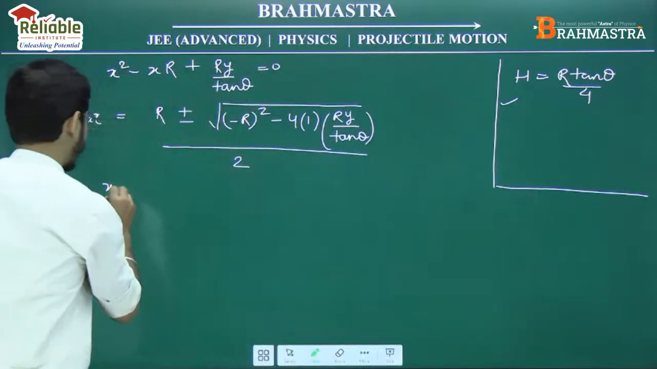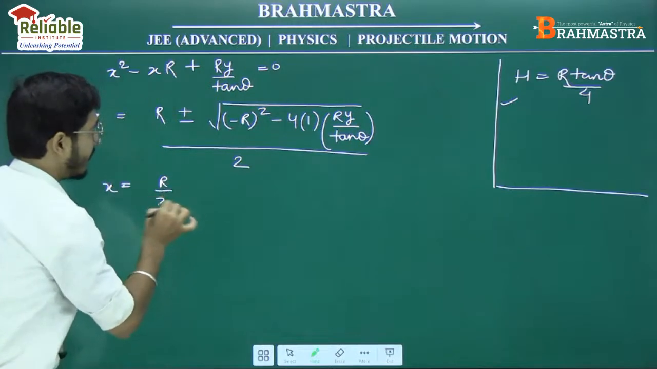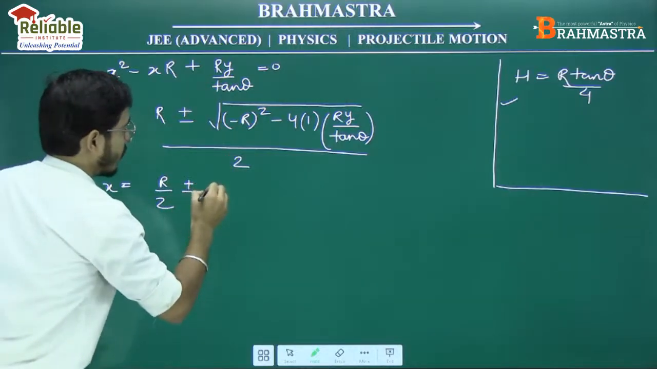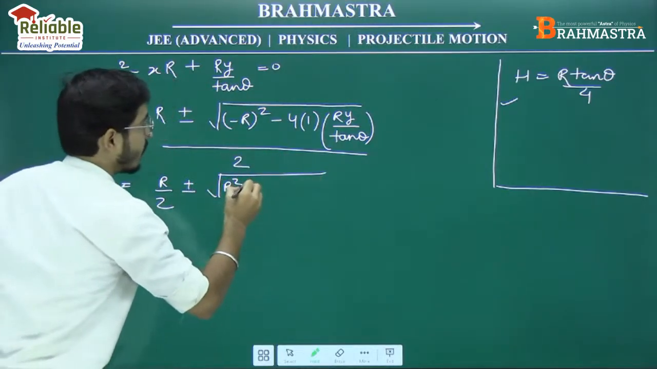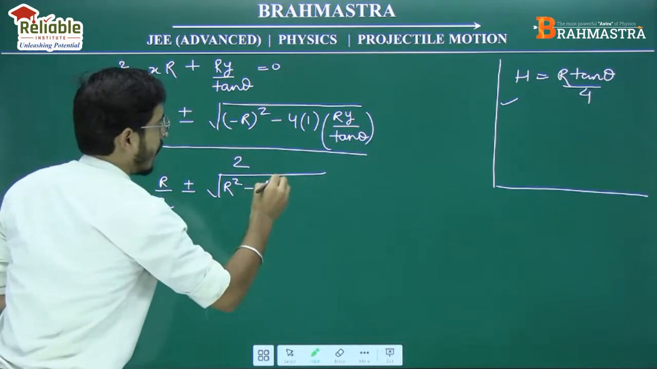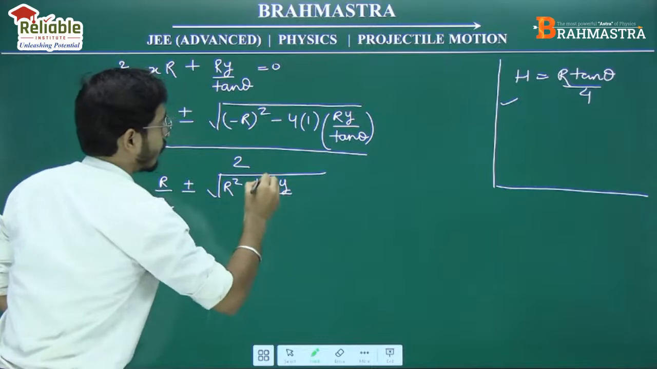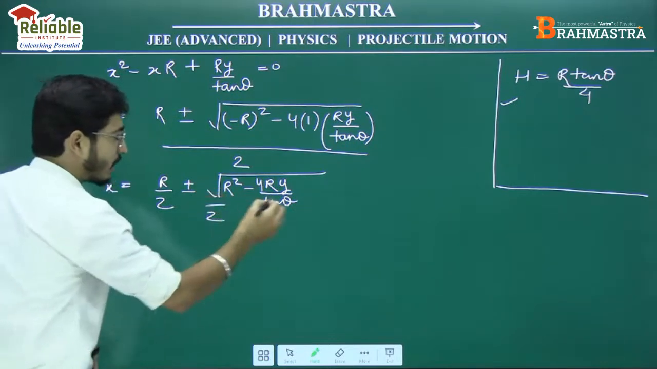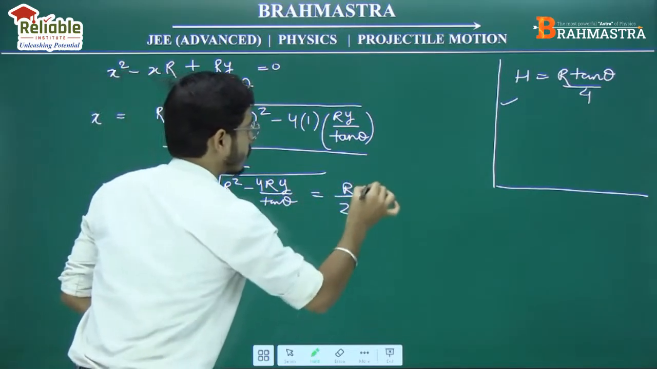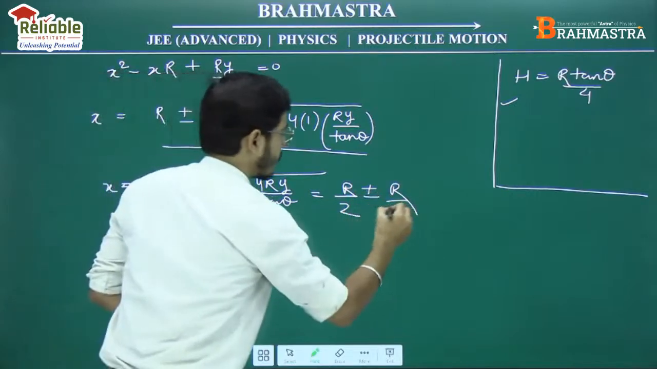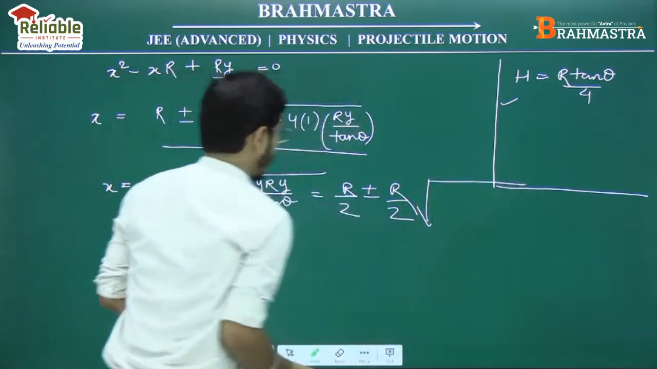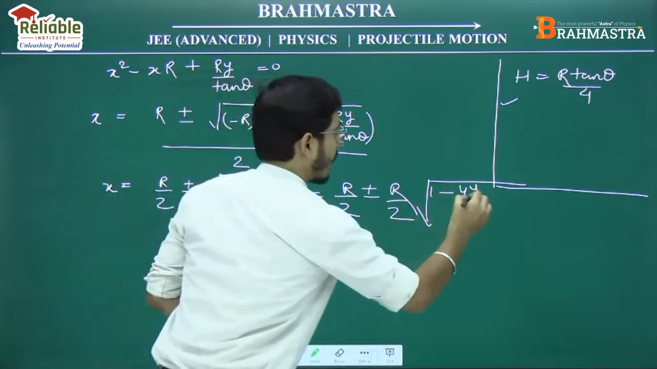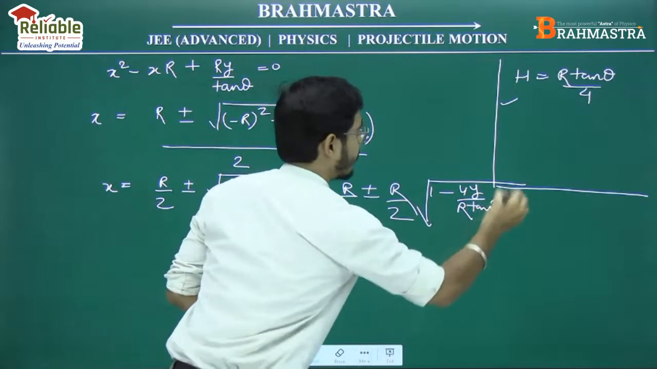So x is equal to, rewriting it and taking 2 on both sides, r by 2 plus minus, and the quantity inside becomes r square minus 4 r y over tan theta. What if I take r square as common? If you take r square as common, you will get r outside. This is r by 2, and under the root we get 1 minus 4 y, and then r tan theta in the denominator.